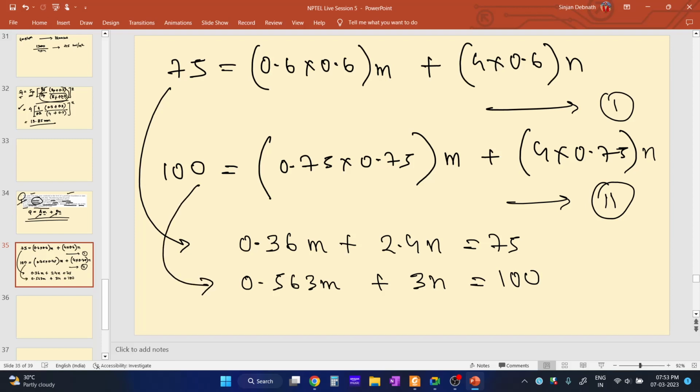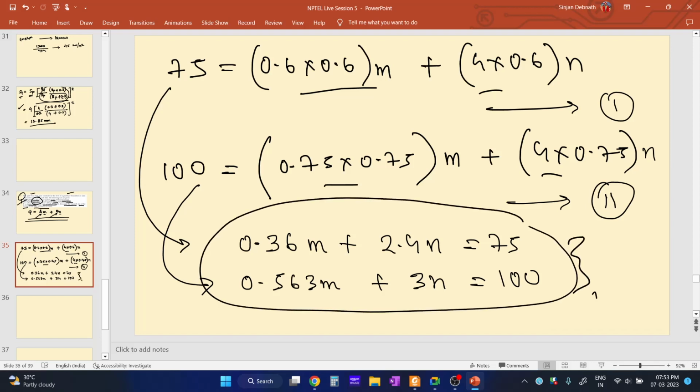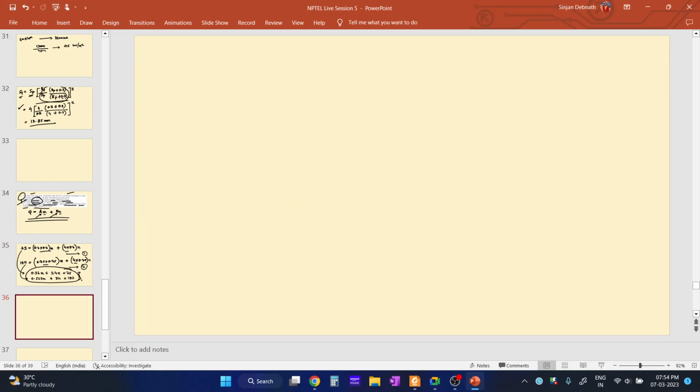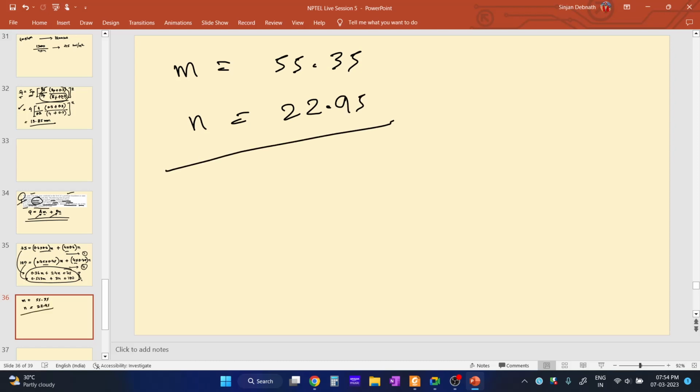I have just multiplied this and this, and this, and after multiplying I have written the equations over here. Now if you solve these two equations using a calculator or by hand, you will get the value of M to be 55.35 and the value of N to be 22.95. This will be the value of M and N.